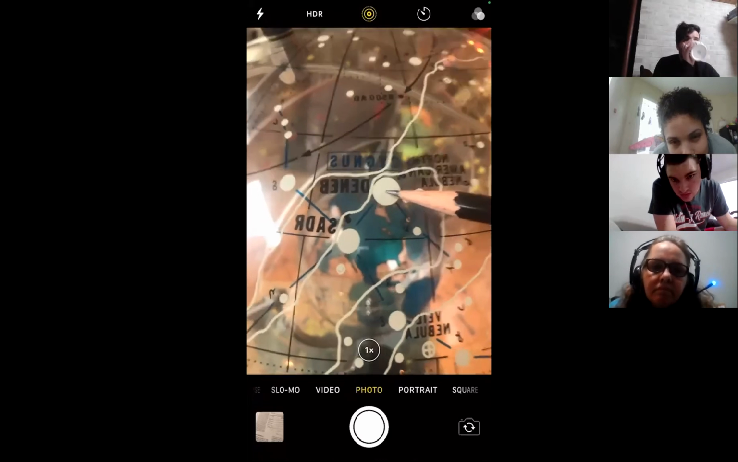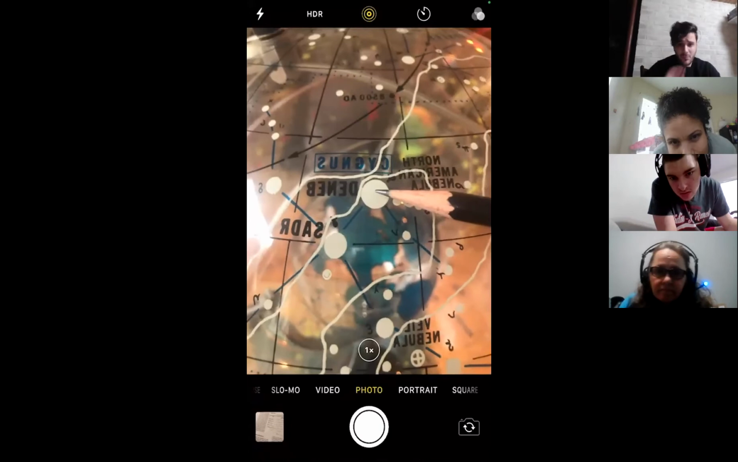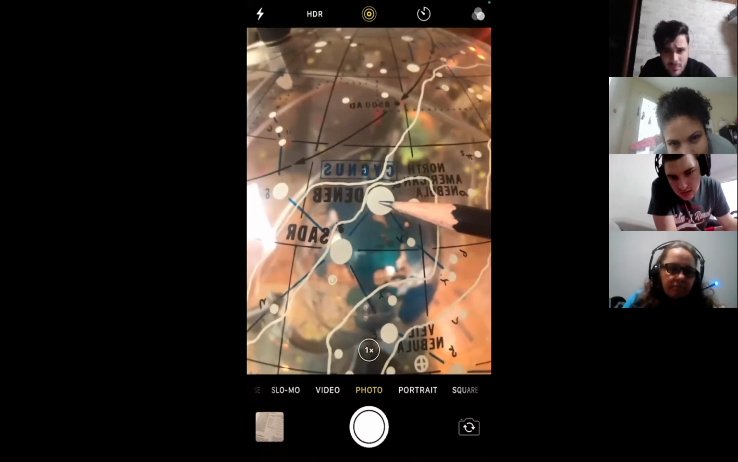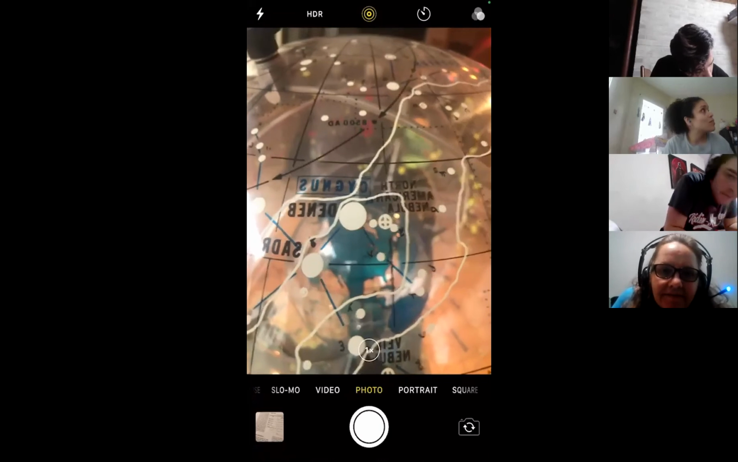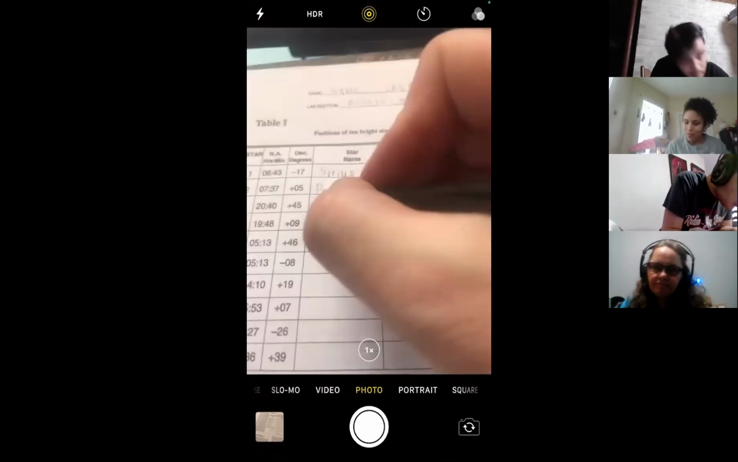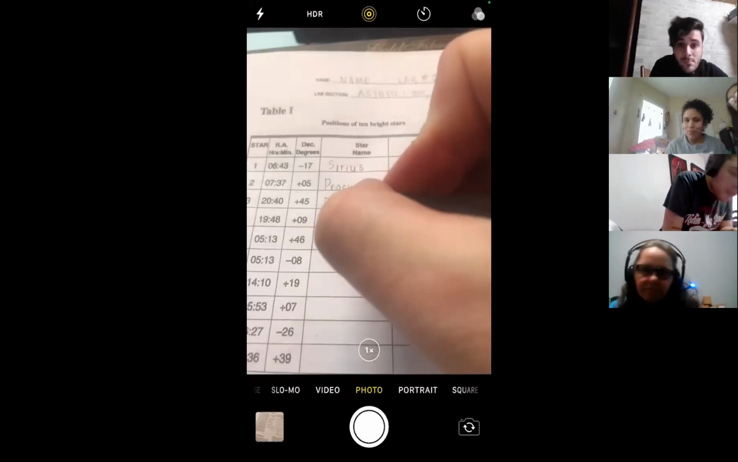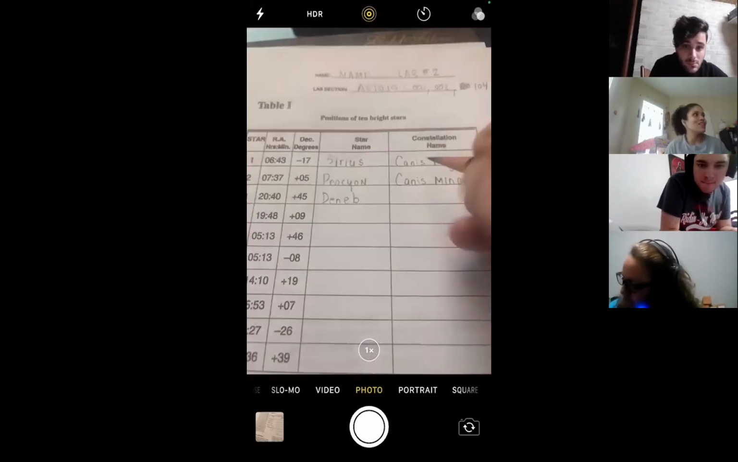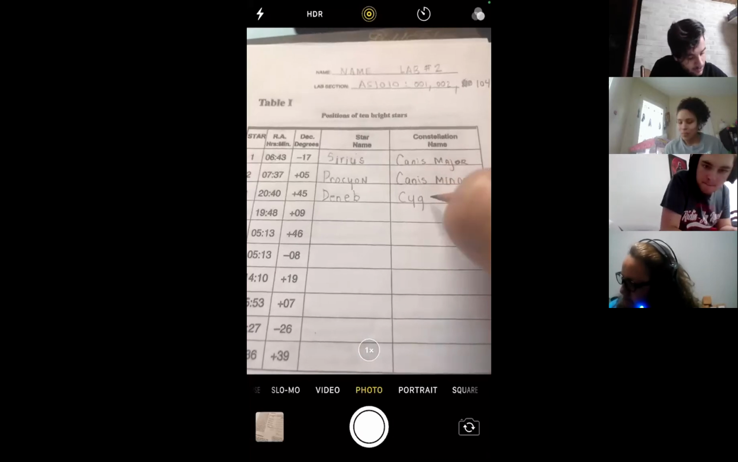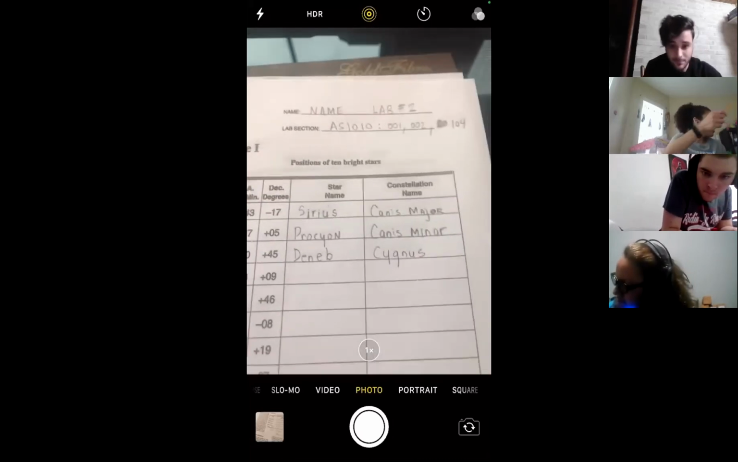What's our star? Deneb. Deneb and the constellation? Cygnus. Cygnus the Swan. Nicely done. Deneb, I think, is the tail of the swan. These are all legendary stars.